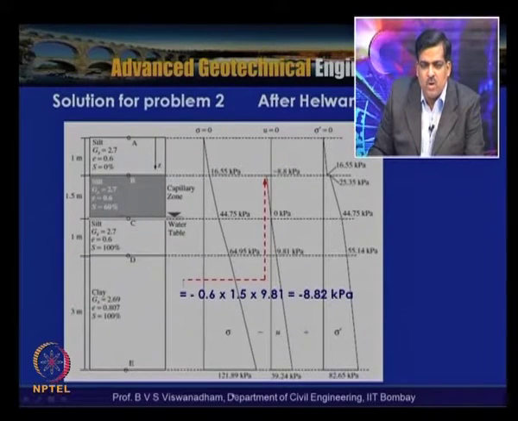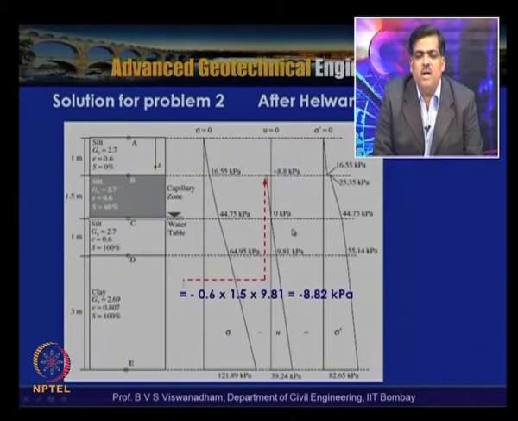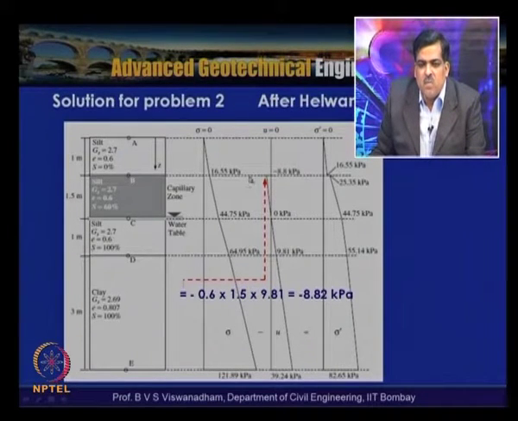So this we have plotted here as the total stress, and here is the pore water pressure diagram. Here at this point u is 0, and when it comes to this point, as the soil is partially saturated, we can write minus 0.6 into 1.5 into 9.81. Here it is taken as 9.81 kilonewton per meter cube. With that, this ordinate is minus 8.82 kilopascals, and at this point it is 0, and then we have here 9.81, and then here it is 19.24 kilopascals.